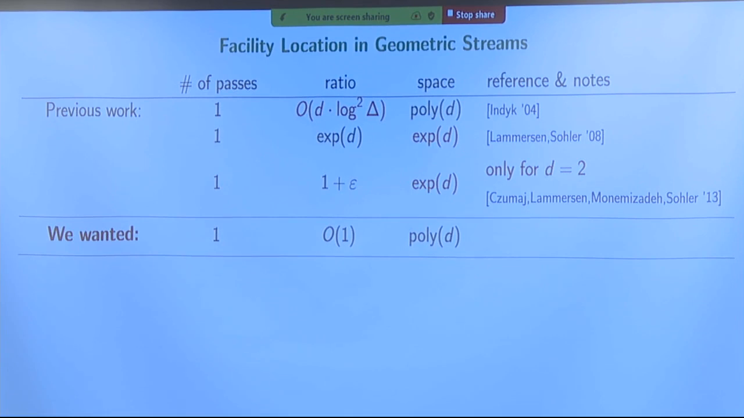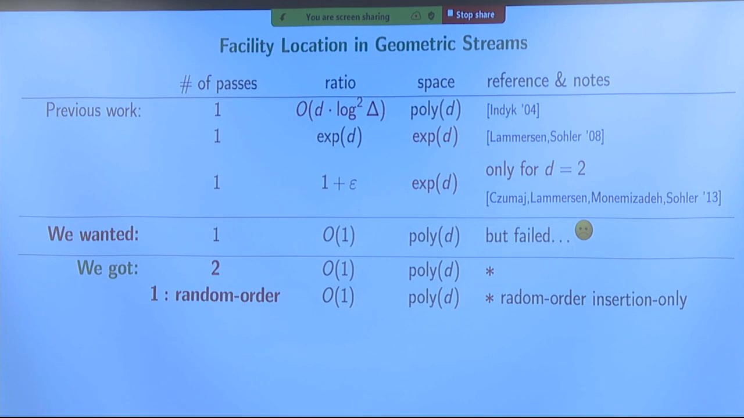Okay, we actually failed, but we can do something at least. We can relax any of these three conditions on the number of passes. So if you relax the number of passes, then in 2 passes over the stream, we can give constant approximation with small space. We can actually compress the 2 passes if the stream has a random order. And then it makes sense to talk about insertion-only streams only.